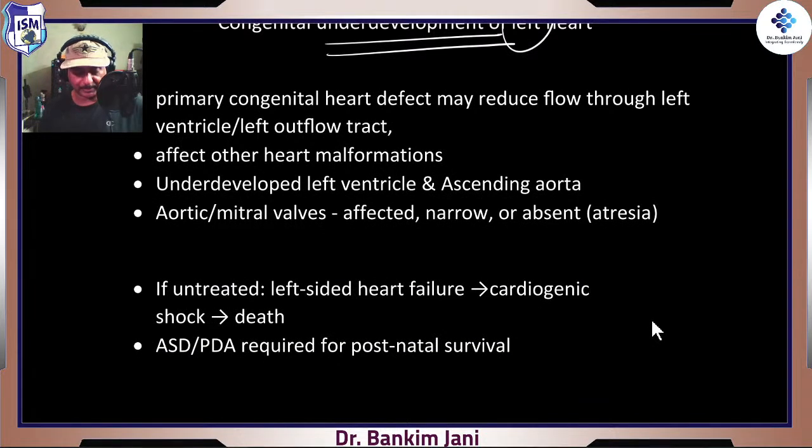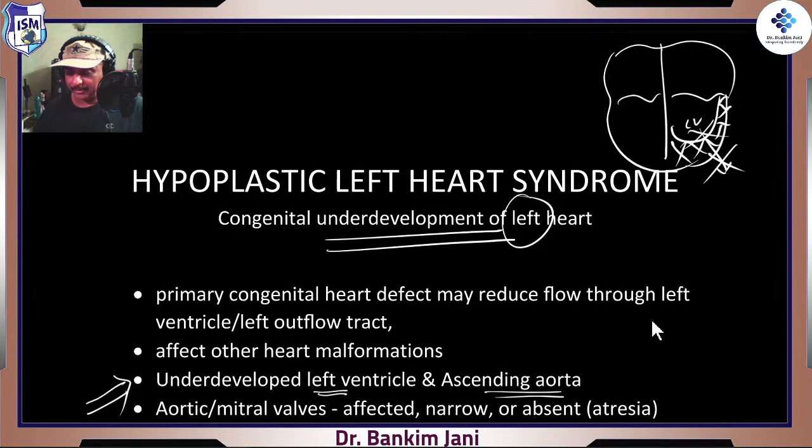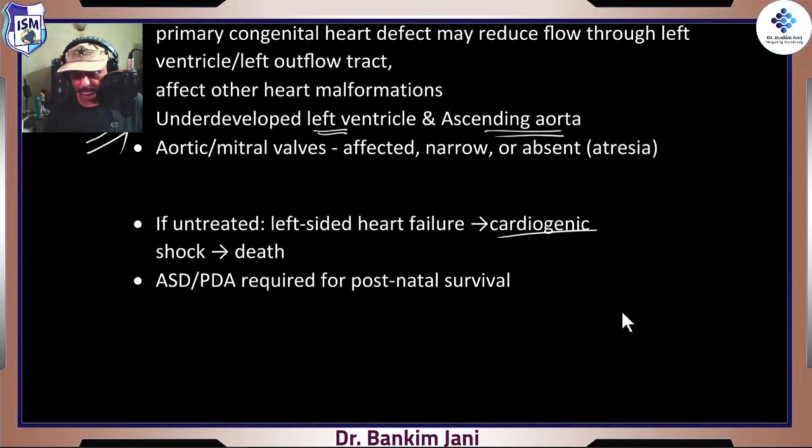It affects other heart structures: underdeveloped left ventricle and ascending aorta. So that's the key word. Aortic or mitral valves are affected, narrow or absent, right? Valves are absent. So if untreated, it leads to left-sided heart failure because nothing is going out. This is so narrowed that this left ventricle is not allowing any blood to go out, right? It is narrowed. A very small amount is going out, which leads to cardiogenic shock, which is a physiology topic, right? There are several types of shock. But in simple words, it leads to death because the heart is failing.